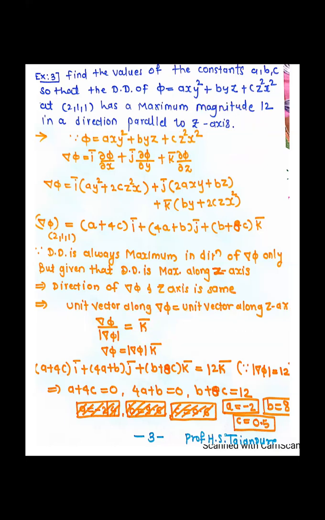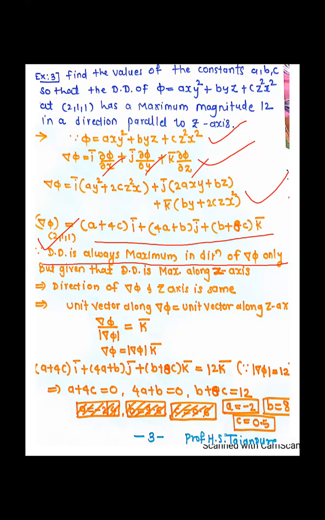So again, start with the first step, that is, we'll find del phi. Again, write the definition. You can take the derivative with respect to x, y and z, and evaluate its value at the point (2, 1, 1). After getting this value, write the property that dd is always maximum in the direction of del phi only. But they have given that dd is maximum in the direction parallel to the z-axis, right? This implies the direction of del phi and the z-axis are the same.